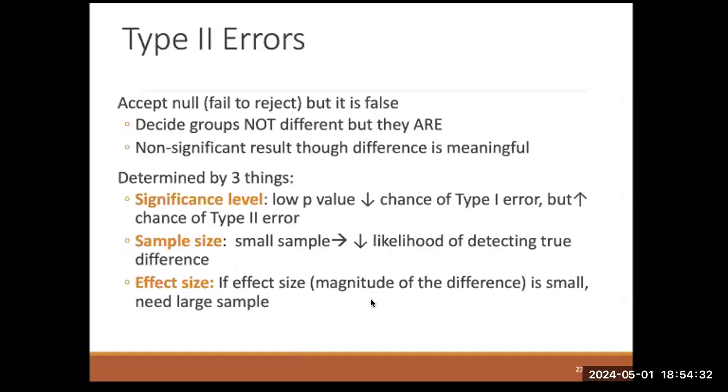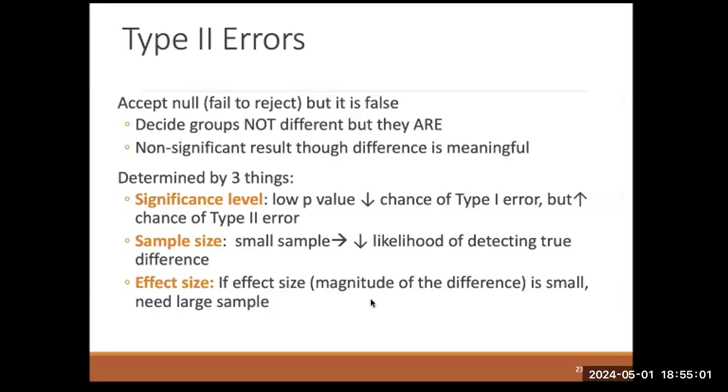In a type 2 error, we accept the null. In other words, we say there's no problem. The intervention did not have an effect. But in reality, there is an effect. So in a type 2 error, we accept the null, but it's false. So what can cause this? It means that there's a non-significant result, but the difference is meaningful, first of all. So 3 things can cause a type 2 error.